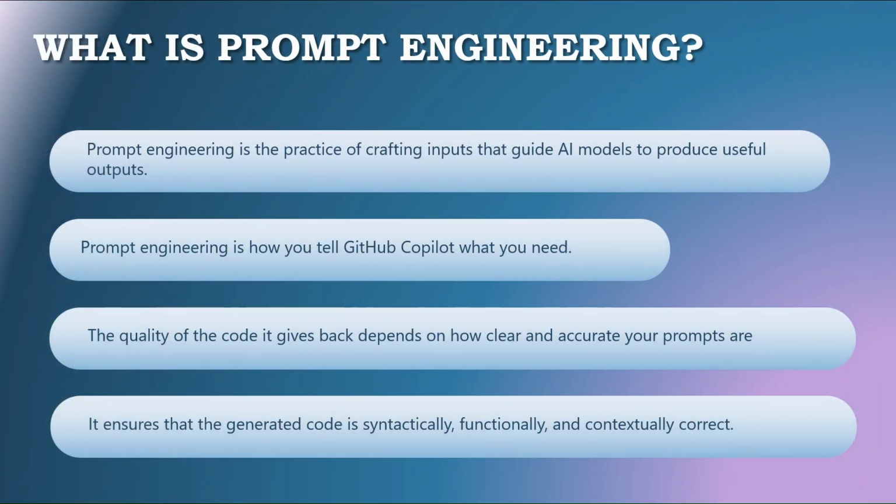So what exactly is prompt engineering? So in simple terms, it's about giving clear and structured inputs to an AI model so you get accurate and useful outputs. Think of it like giving directions. So if you are vague, you might not end up where you want to be. But if you are clear and specific, you can get where you want to go.